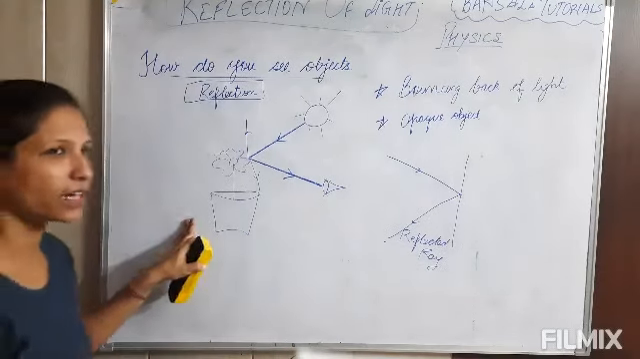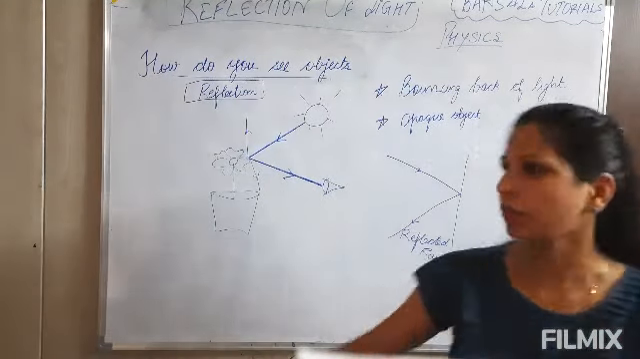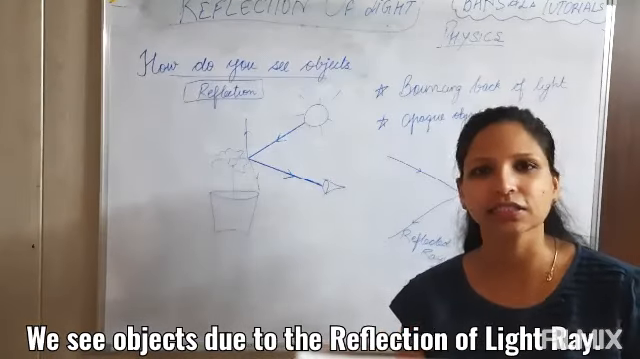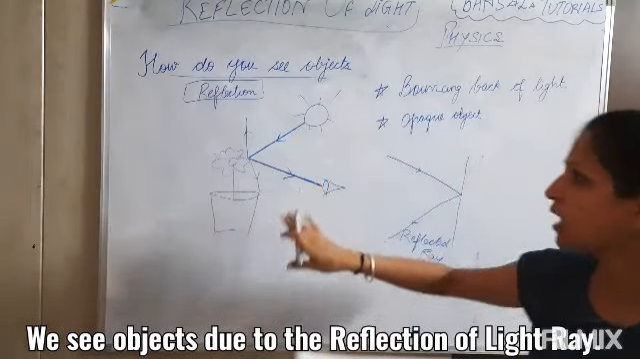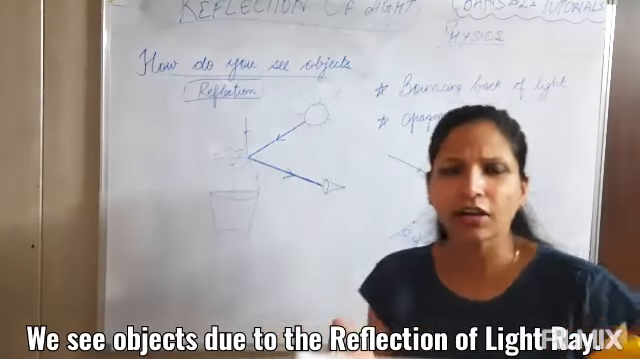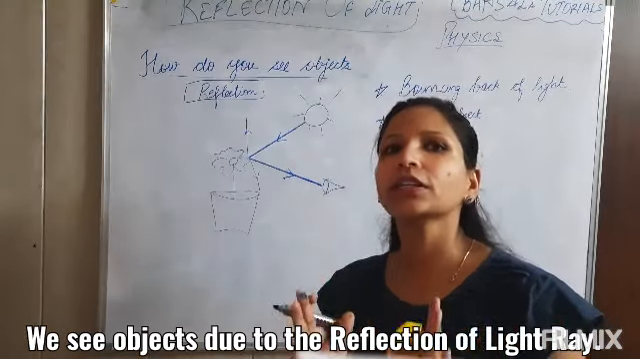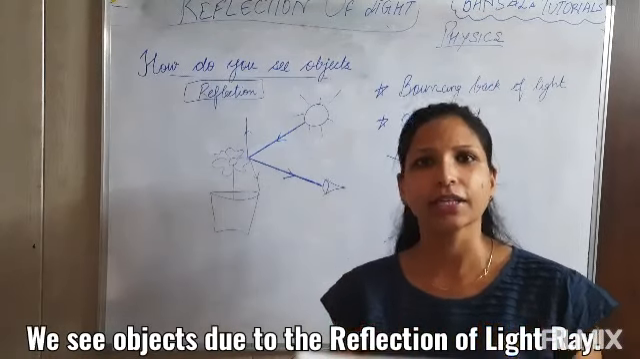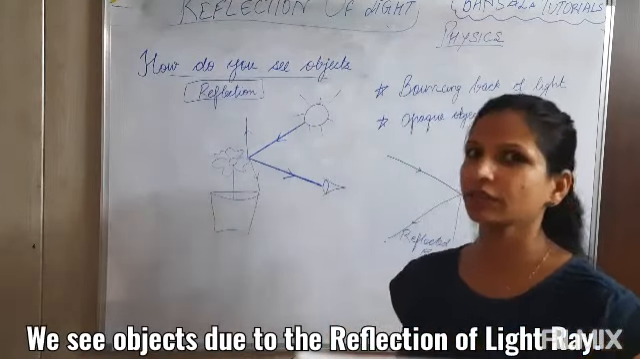I have taken another example. Suppose we have this flower pot. Here the sun rays are falling on this. It means it's daytime, sunlight is there, and you have noticed that you are not able to see the objects in the dark, but in the light they are clearly visible.